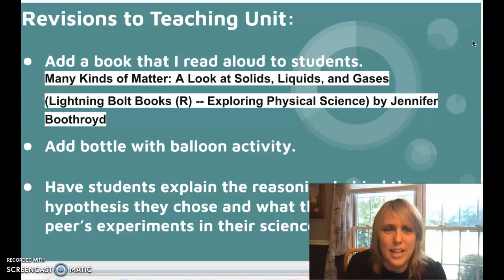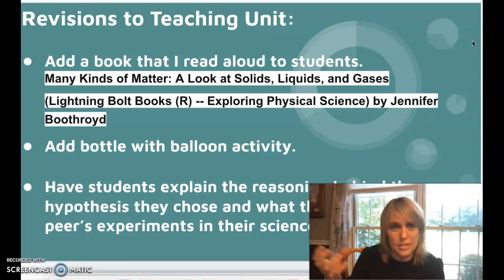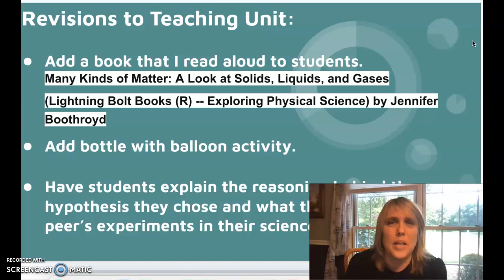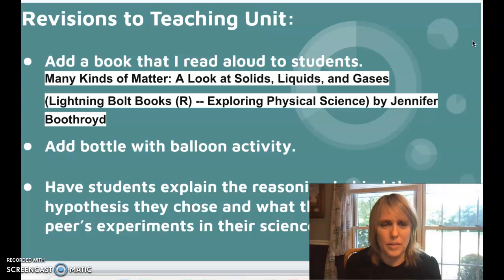Something else that I would like to add is after I did this unit, someone was telling me about an activity where you take the empty water bottle and you talk about, is it empty or is there something in it? And then you put a balloon on it and you show how when you squeeze it, it blows up the balloon, so it's not really empty. It has air in it. And so I thought that would be a pretty cool activity to do with this. It would go right along with it.